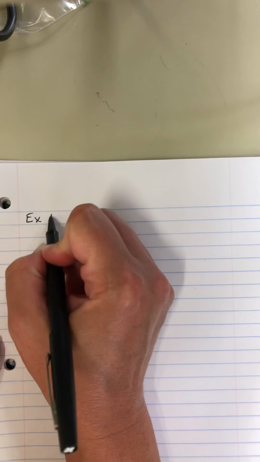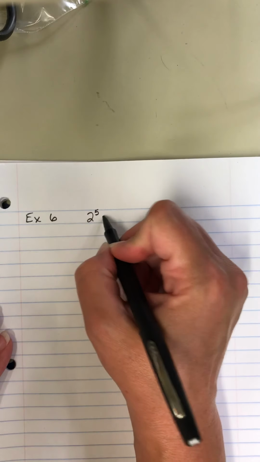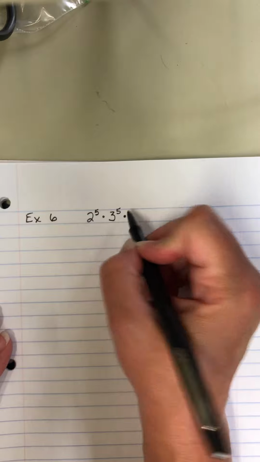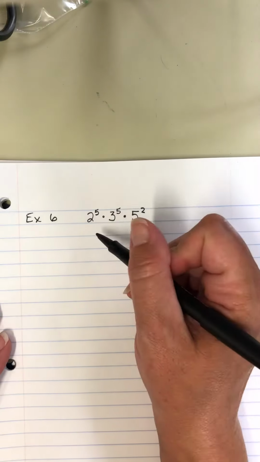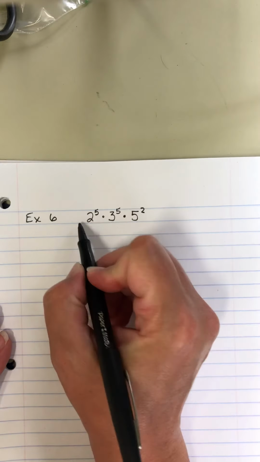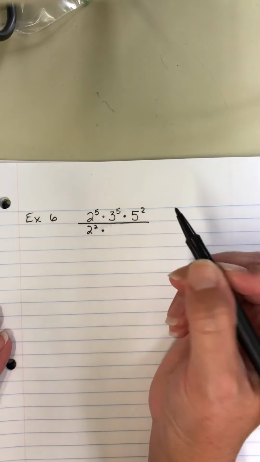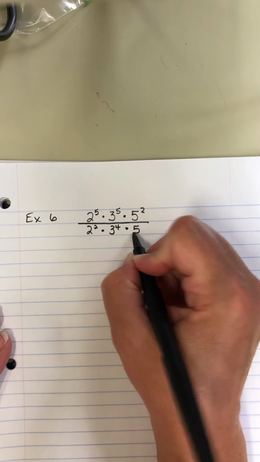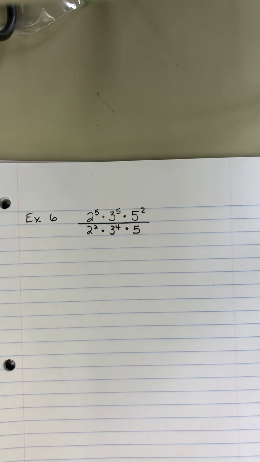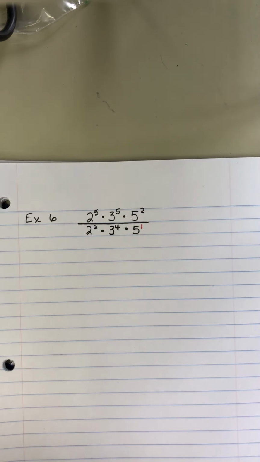I'm going to move on to example 6, which has a lot more going on. 2 to the 5th times 3 to the 5th times 5 squared. So I have 3 separate bases here. I have a base of 2, a base of 3, and a base of 5, all over 2 squared times 3 to the 4th times 5. All right, first thing I'm going to do here, I don't see an exponent on that 5, so I'm going to add my little invisible 1. Helps me to keep track of it.